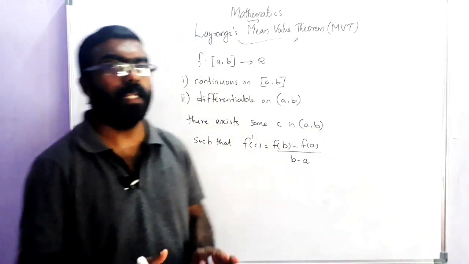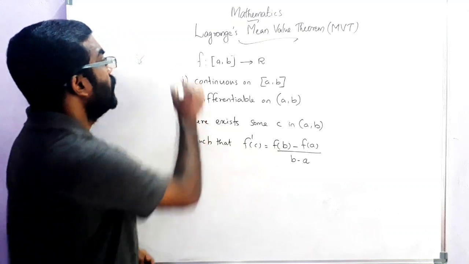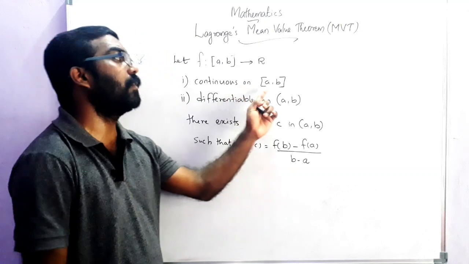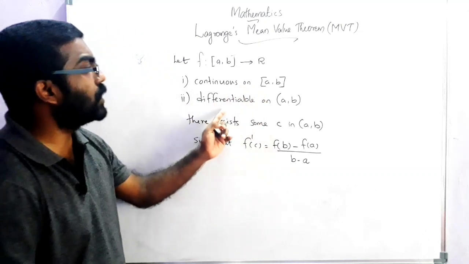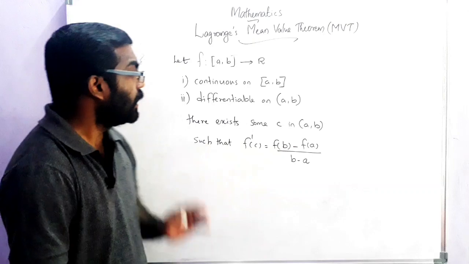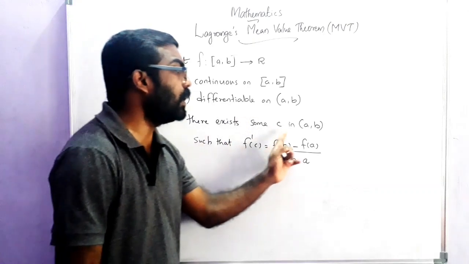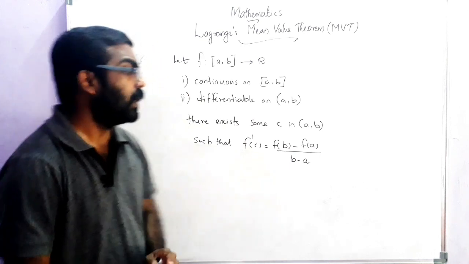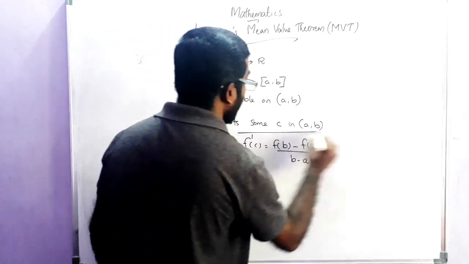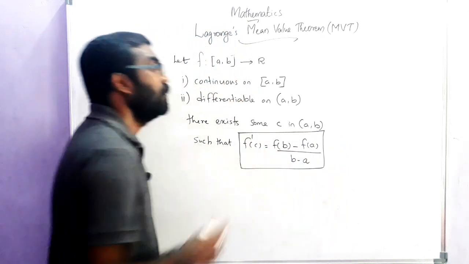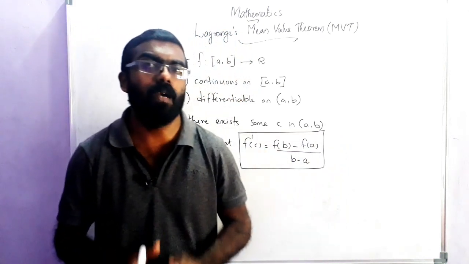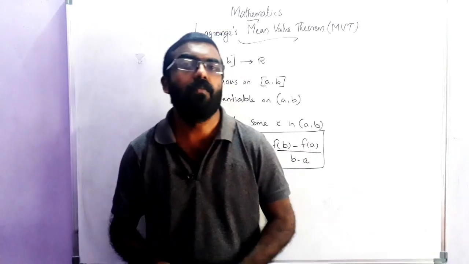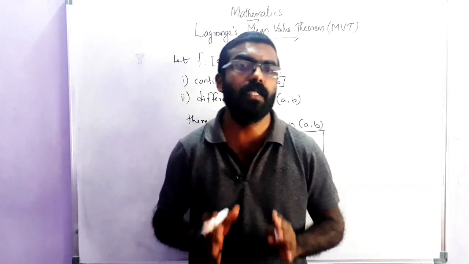Okay, I repeat, let f from closed interval ab to R be continuous on closed interval ab and differentiable on open interval ab, then there exists some c in open interval ab such that f dash of c is equal to f of b minus f of a divided by b minus a. This is what is called Lagrange's mean value theorem, or simply the mean value theorem. Understood? Now we move on to the geometrical interpretation of this theorem.